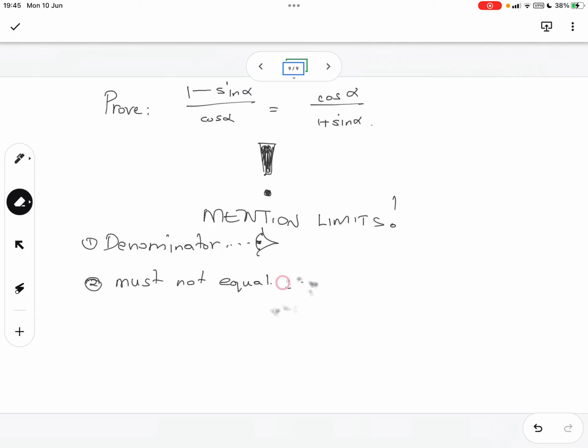So we must observe our denominator and look at it. Then we must ask ourselves, what happens when it's 0? So that denominator must not equal 0. Or there mustn't be any result from the denominator that gives us 0.